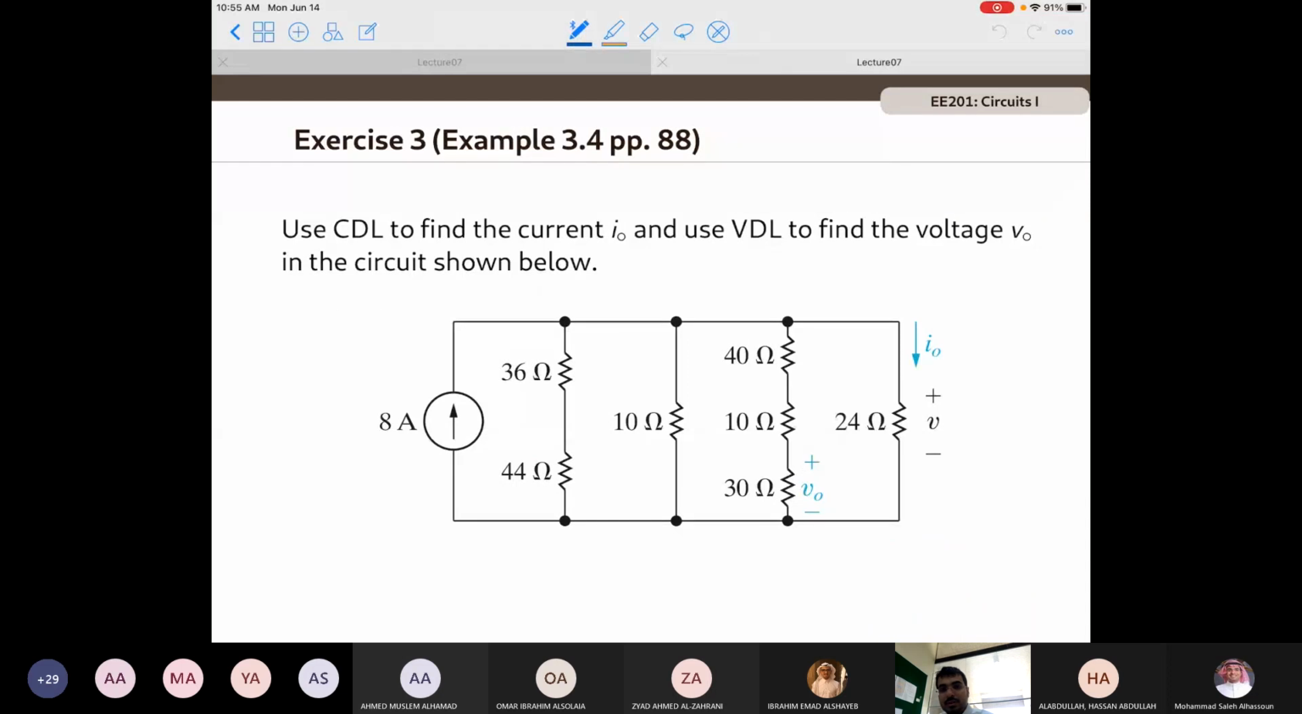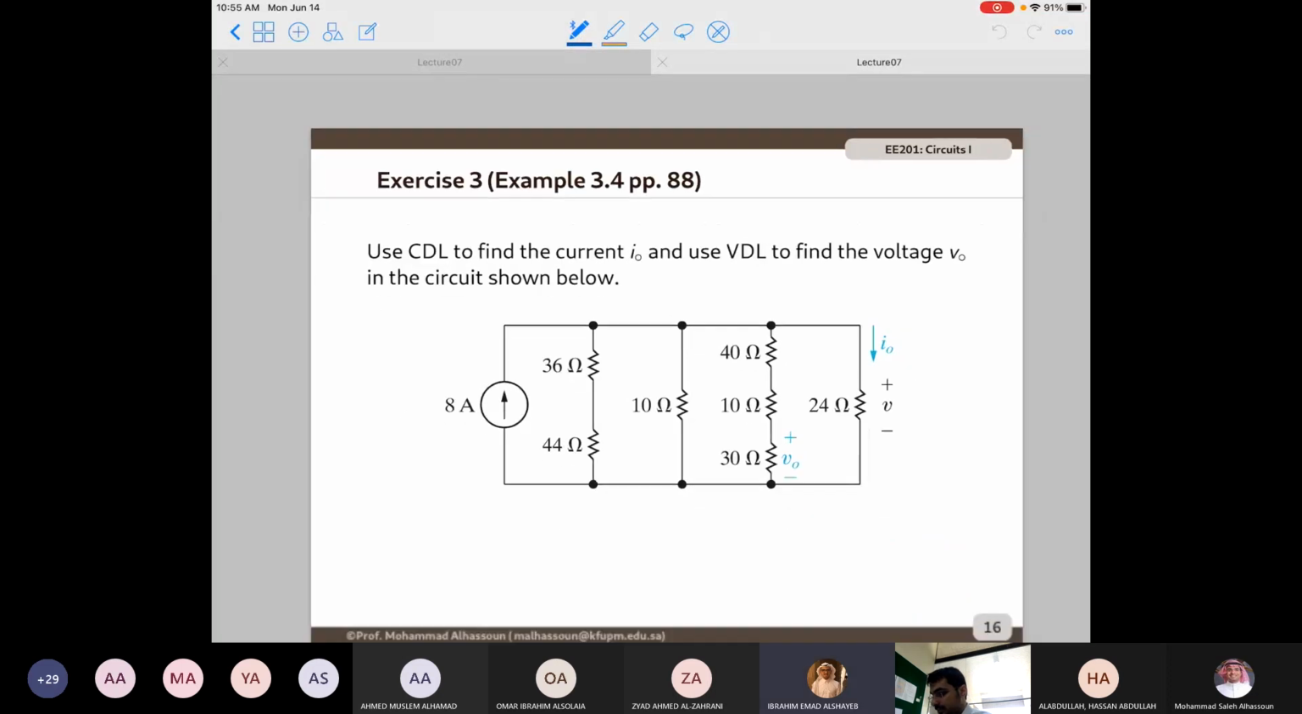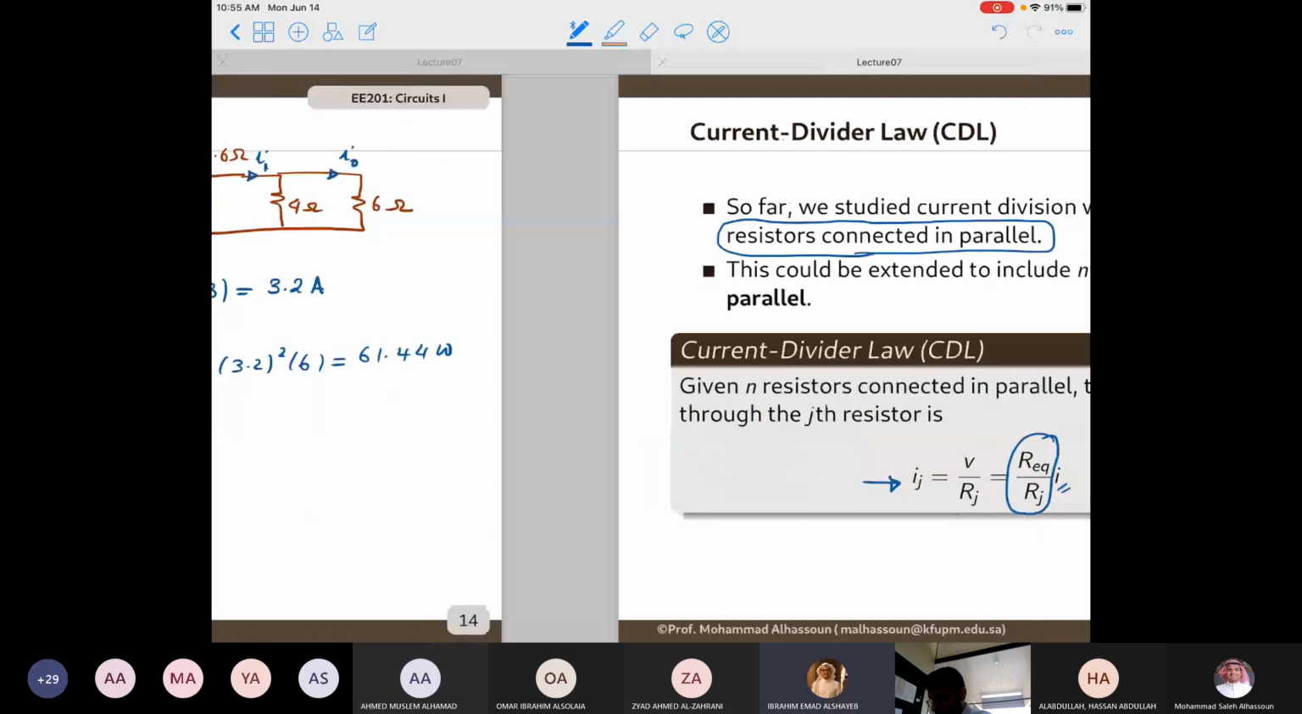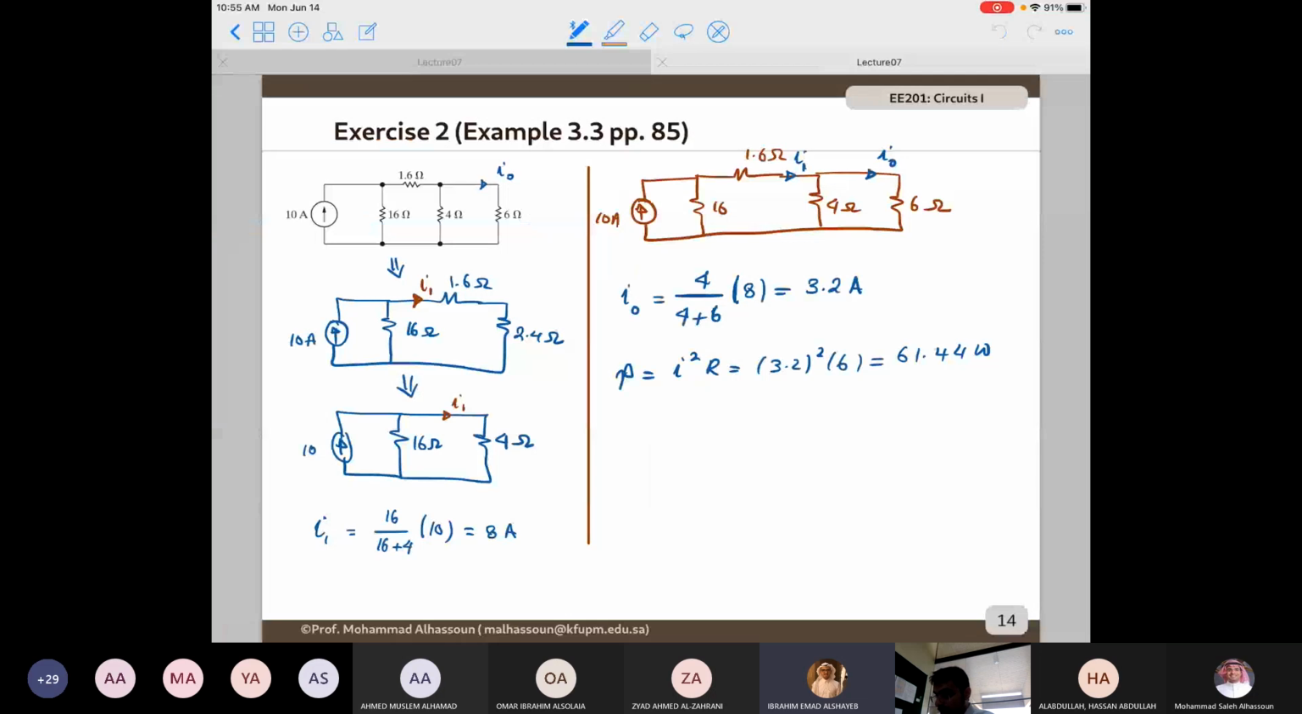Okay, very good. Rahim, yes. Doctor, in the previous example, we had one resistor connected in series. Should we include it in the equivalent resistance? No. In this case, what do you mean? Which one? The 1.6. No, with the 1.6 here, we cannot apply it. We cannot use it if we are trying to directly relate I naught to the 10 ampere source. So here it cannot be found by that method. No, because we have the 1.6.